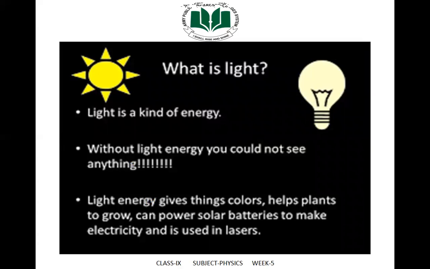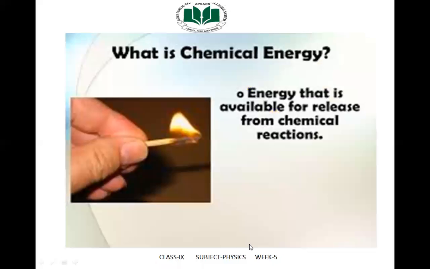Next one is, what is light? Light is an important form of energy. Name some sources of light that you come across. Plants produce food in the presence of light. We also need light to see things. We get light from candles, electric bulbs, fluorescent tubes, and also by burning fuels. However, most of the light comes from the sun. Light is a kind of energy. Without light energy, you could not see anything. Light energy gives things color, helps plants to grow, can power solar batteries to make electricity, and is used in lasers.